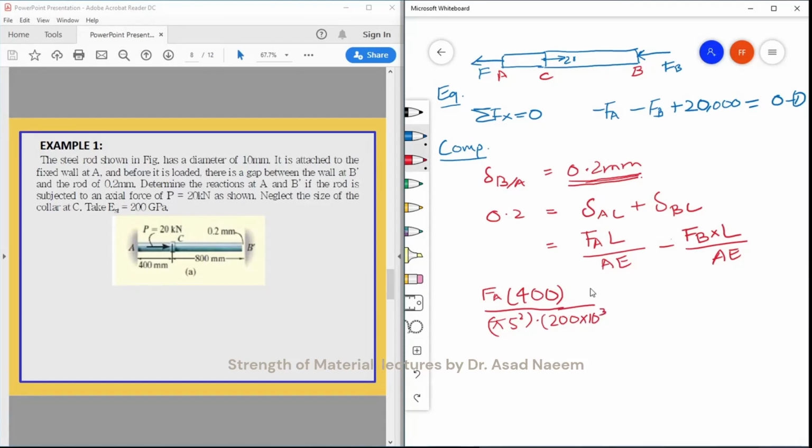So this is one part, and then we can calculate the other one also. FB is equal to force into length divided by its area. By rearranging the values, we can have another equation, which is FA is equal to 400 FA into 400 minus FB into that will go there, and it will multiply with the 0.2.